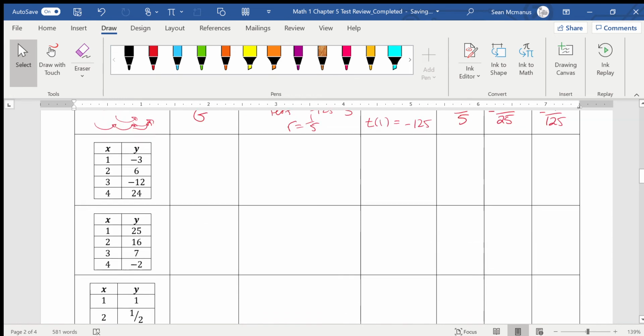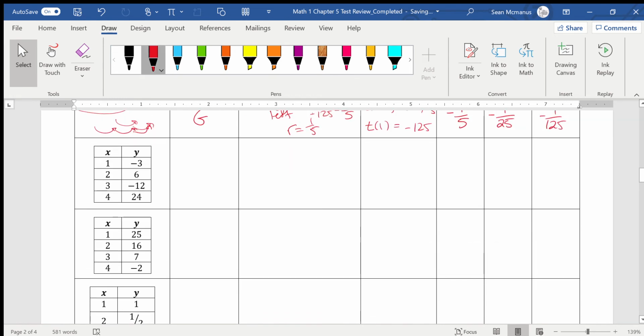All right, so here, negative 3, positive 6, negative 12, negative 24. So I see the numbers are multiplying by 2. So the ratio would be 2. But they're changing from negative to positive, negative to positive. That means it's multiplying by a negative, right? Because every 2 times the negative cancels. I could check it, right? 6 over negative 3 is negative 2. Negative 12 over 6 would be negative 2. So my r is negative 2.